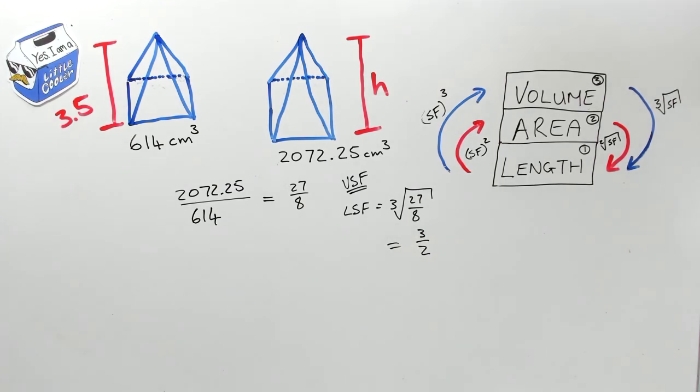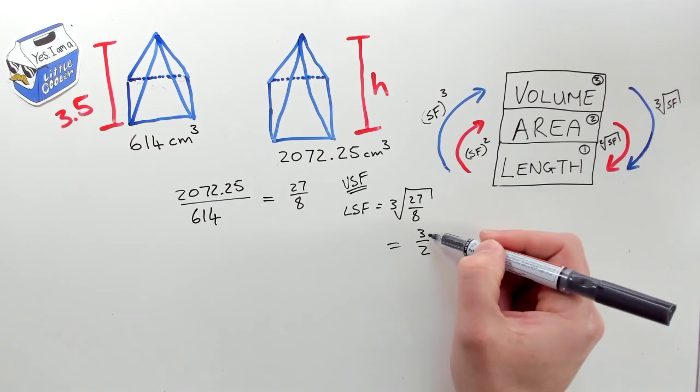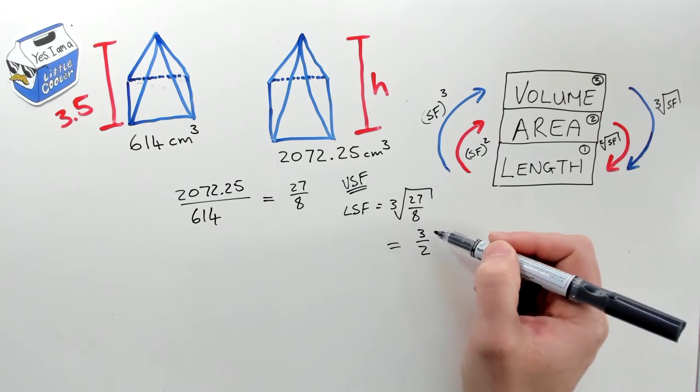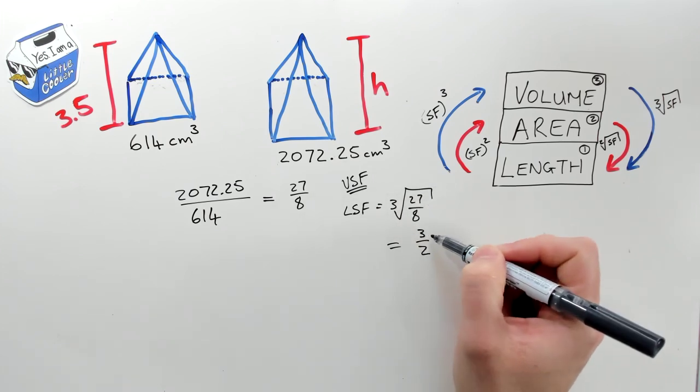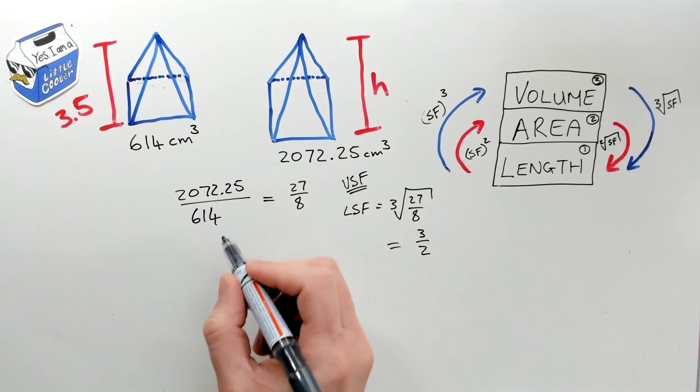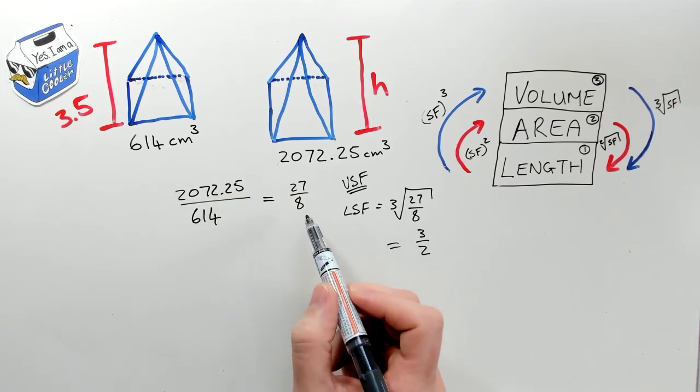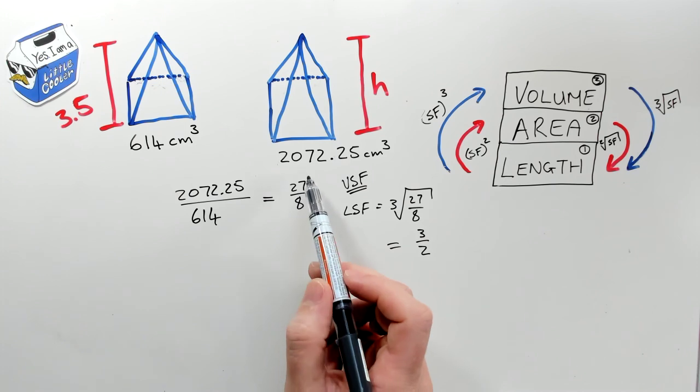Let me just double check. There we go, 3/2, because 3 times 3 times 3 is 27, 2 times 2 times 2 is 8. Very convenient in this case. But even if it wasn't such a nice number, I could have just written this and cube rooted this whole thing. So I'm going to write that, but let's just see what I need to write next.